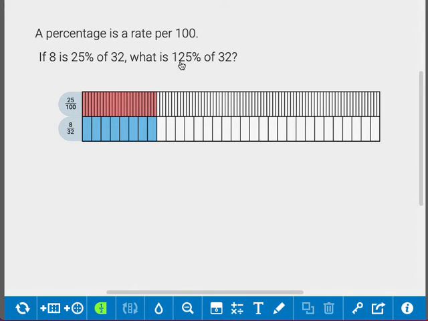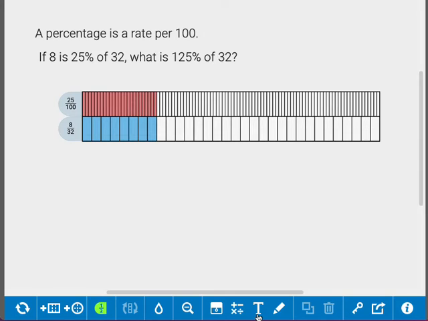They represent the same rate or proportion. Let's look at a percentage greater than 100. I know 25% of 32. 25% of 32 is 8, as shown here. I want to know 125%. So I can think about how many groups of 25 are in 125. 25, 50, 75, 100, 125. There's 5 groups. So I could find 5 groups of 8.